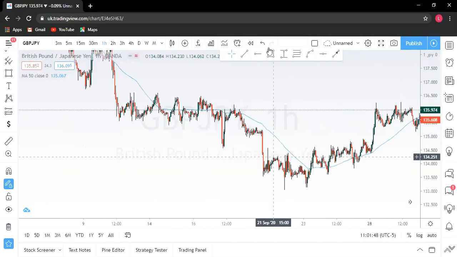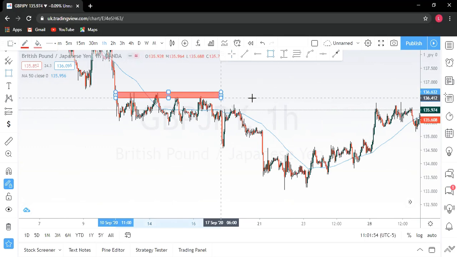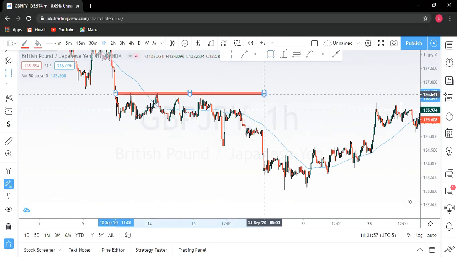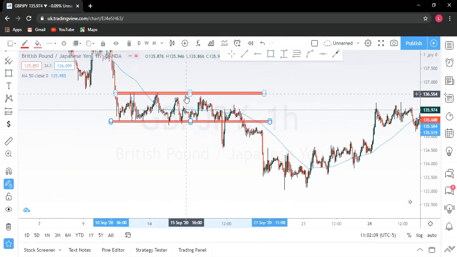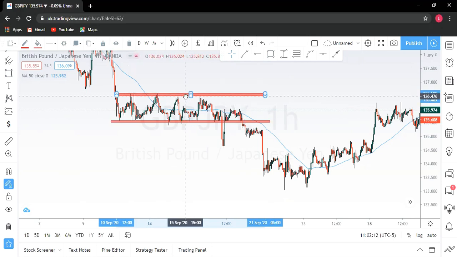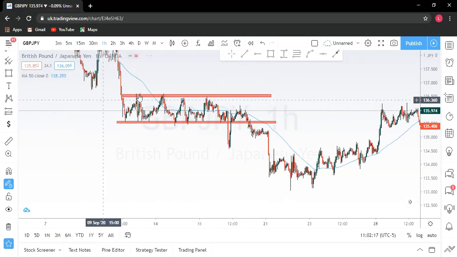So here we go. We have a resistance here, and we have a what? We have a support here. So make sure it covers the majority of the wicks of the candle. You have to shift this a little bit down so that it is going to cover it. So see what happens. At this level now, look at this candle.